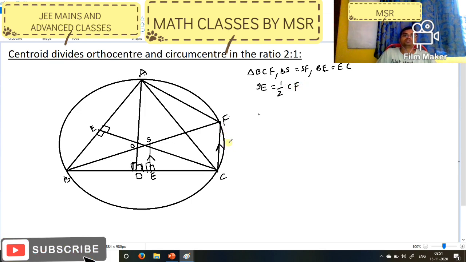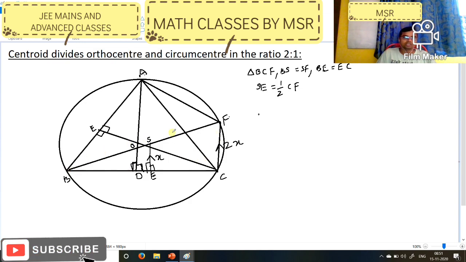Now if I say CF length is 2x, SC length will be x. Do you understand? In triangle BCF, by using the midpoint theorem, S is the midpoint of BF and E is the midpoint of BC. So SE is half of CF as well as parallel to CF. If I consider CF as 2x, SE will be x because it is half of that.